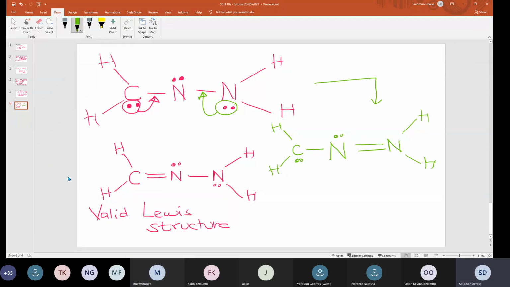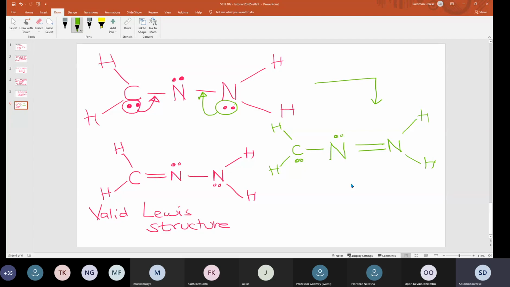I want you first of all to look at the structure in red. Is there any atom in this molecule that is charged positively or negatively in this one? None of them, isn't it? Because carbon has four bonds, each of the nitrogens has 3 bonds, the hydrogen 1, none of them.